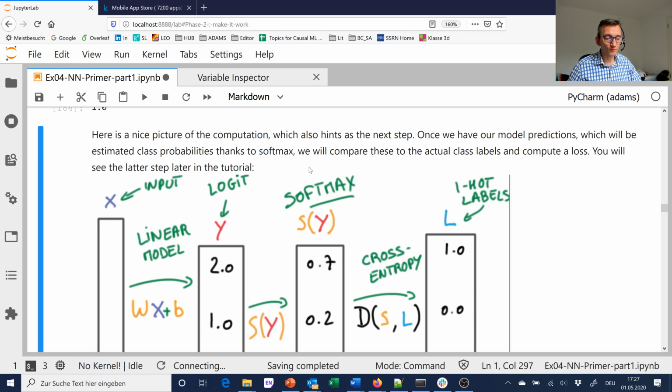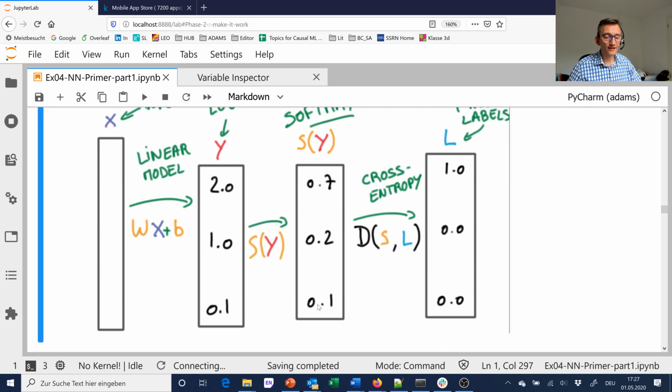And then these we can put through softmax in order to get probabilistic values, probabilities, probabilistic forecasts. And with these forecasts, we would then be able to calculate the loss of a multi-class model using cross-entropy.